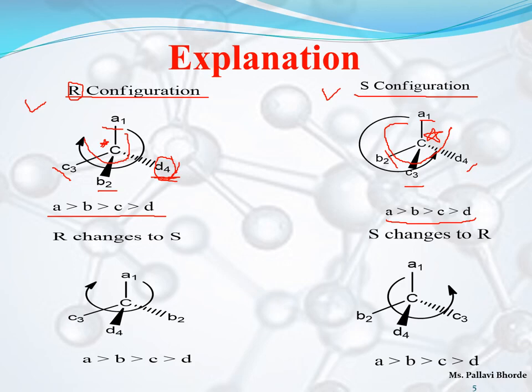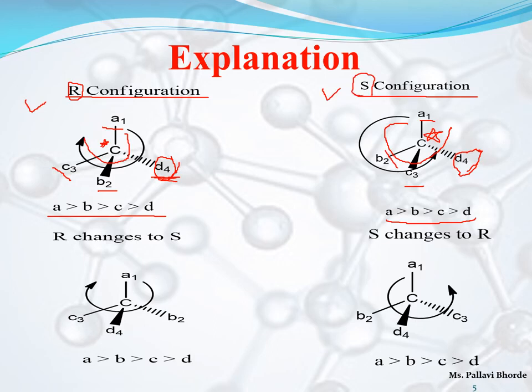We have not confirmed our answer because we have not taken into consideration the fourth priority group. Okay, till now we have got that the answer can be S. Now we look at the fourth priority group. It is below the plane. So S configuration is going to remain S. This means this example has S configuration.